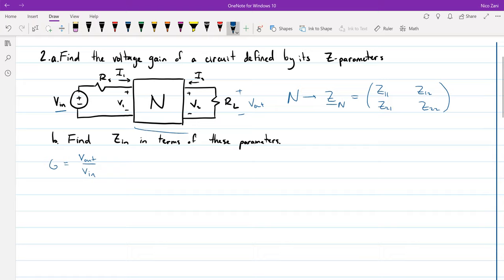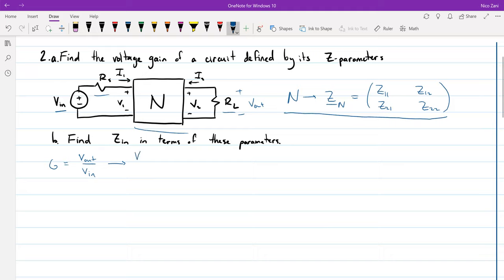So all we really have to do, then, is from knowing that these are the parameters of this network, and knowing the output and the input and being given RS and RL, we have to find what this ratio is. So that's just going to boil down to doing a lot of algebra to figure out what everything is in terms of V out and V in, and also in terms of our parameters here, and in terms of RL and RS. So I will go ahead and go through that.